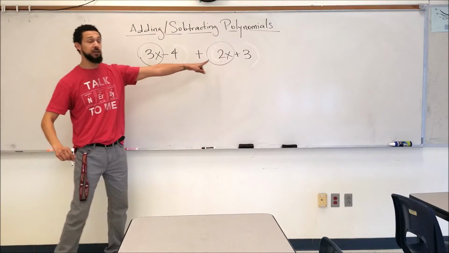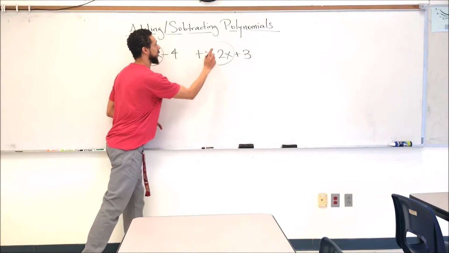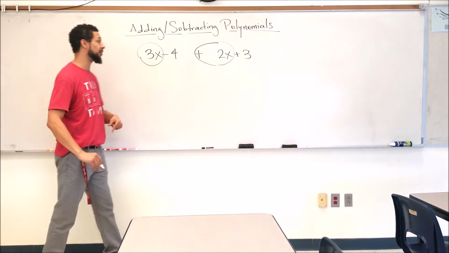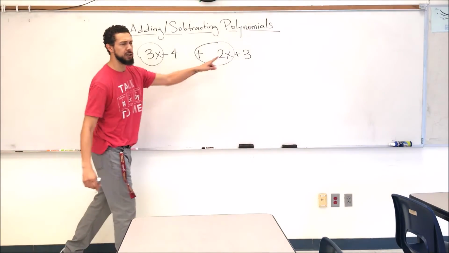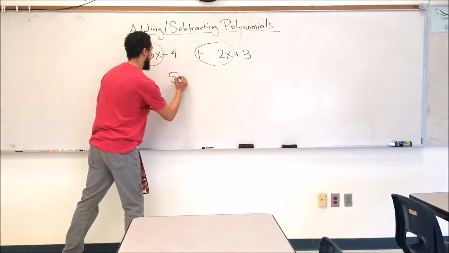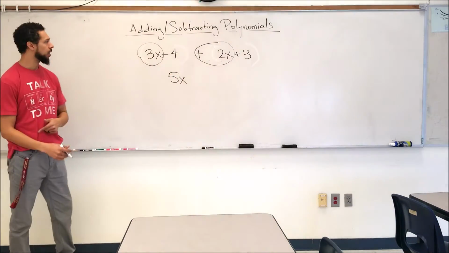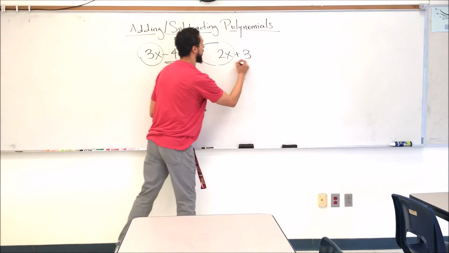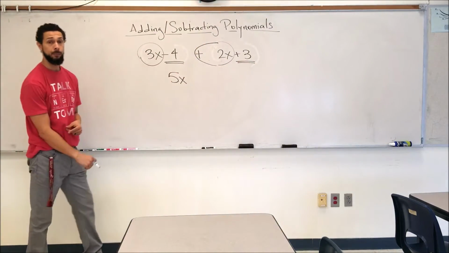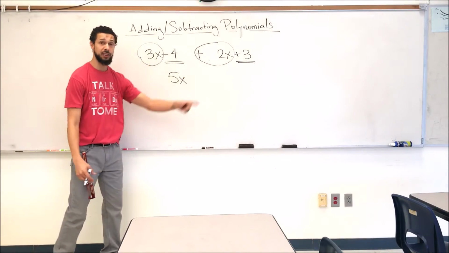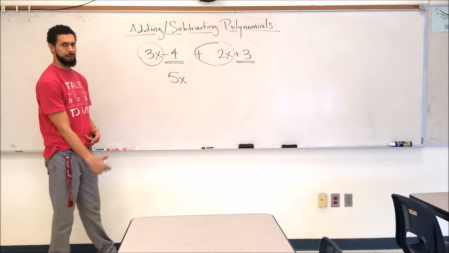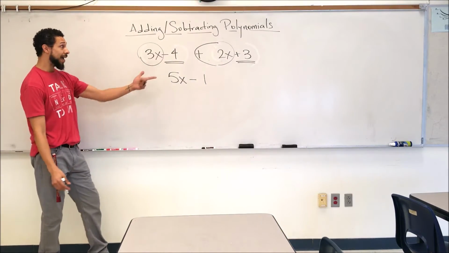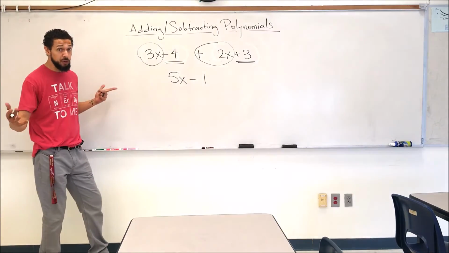That 3X and that 2X, oops, that was a mistake. I need to put that addition sign in there with the 2. That plus is attached to the 2. What is 3X and 2X when you put them together? 5X, exactly right. So what about when I put this -4 together with this +3? What do you think that is? -4 and +3 when I combine them together? Exactly right, -1. So that is how you add polynomials together.